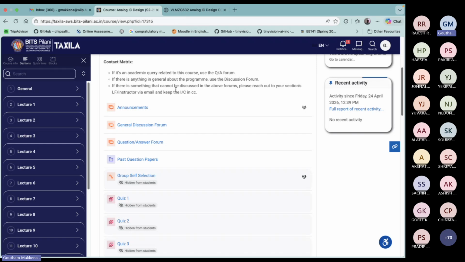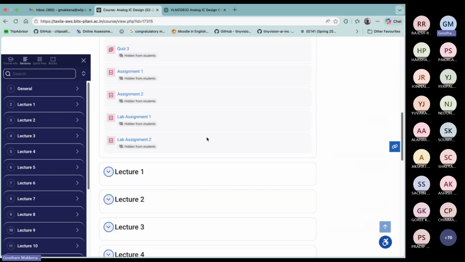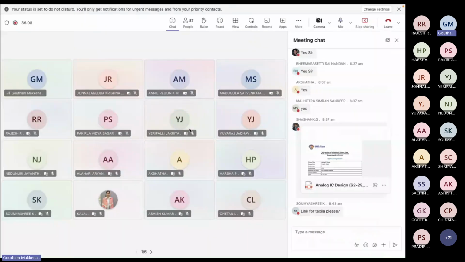These are the two important things that we'll be using: one is Teams, our course shell, and the other is the Takshila portal. Again, this is our course shell, Analog IC Design S225, VLMCLZG632. So we'll be using this. Any doubts so far? Link for Takshila.